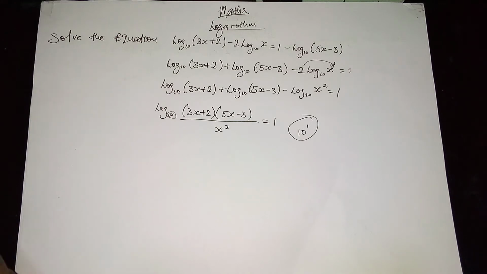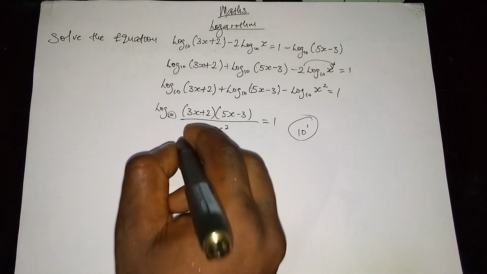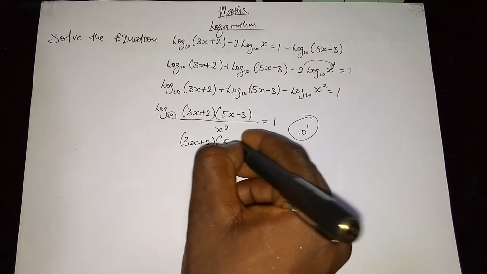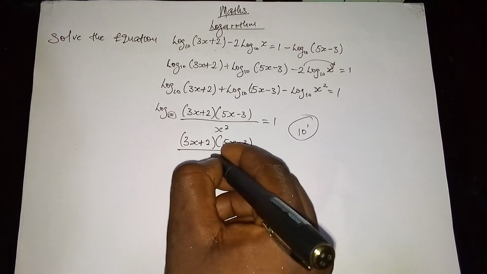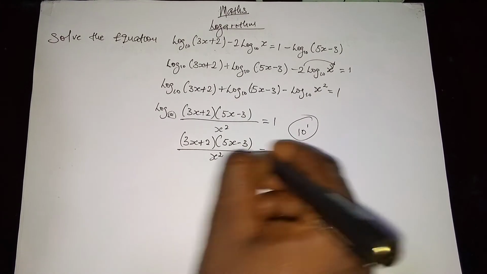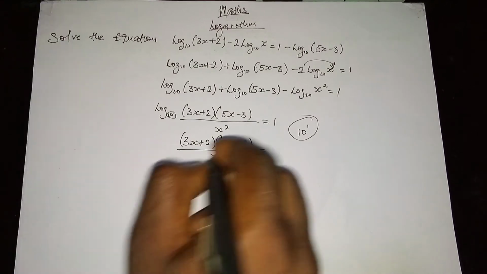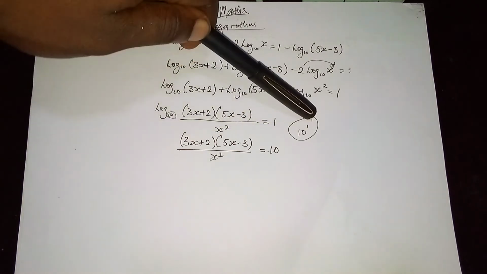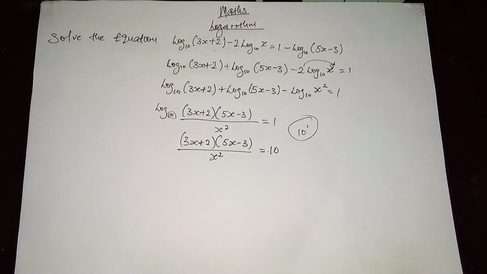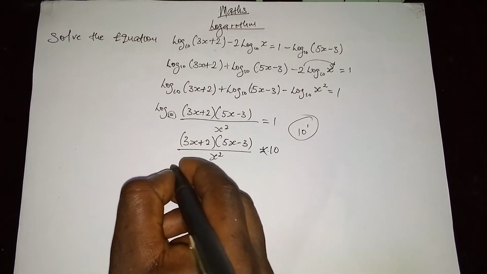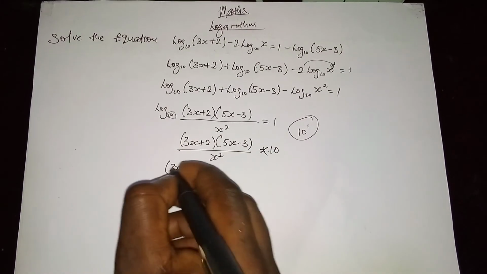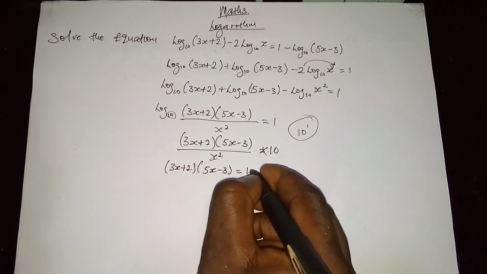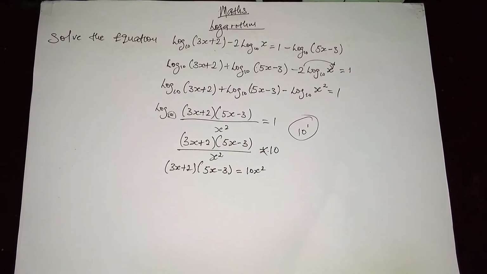So from this place we can now cross multiply because we have (3x + 2)(5x - 3) all divided by x squared is equal to, now when 10 is raised to the power of 1, we have 10, right? When 10 crosses this side, push 1 to become the power, 10 to the power of 1 is 10. So we can now cross multiply to have (3x + 2)(5x - 3) equal to 10x squared.